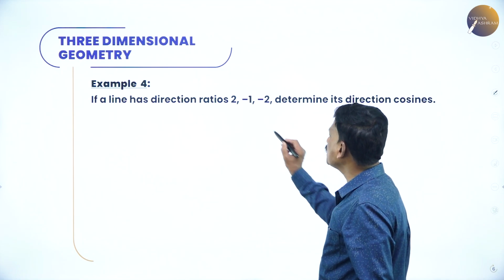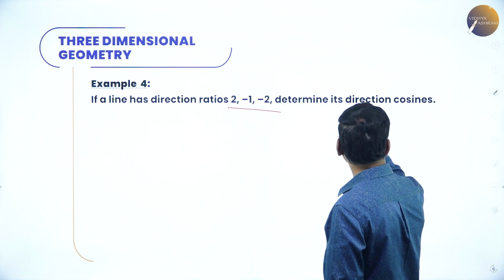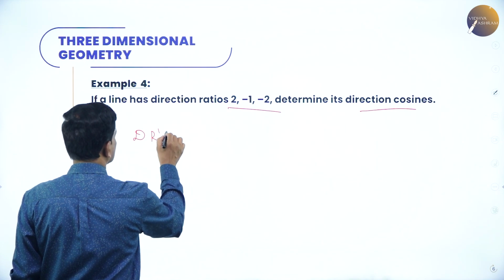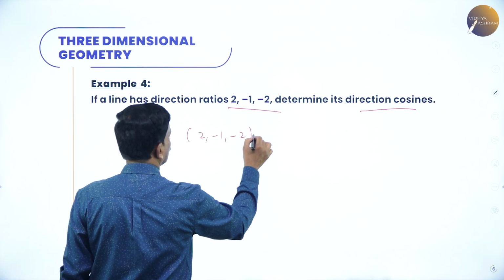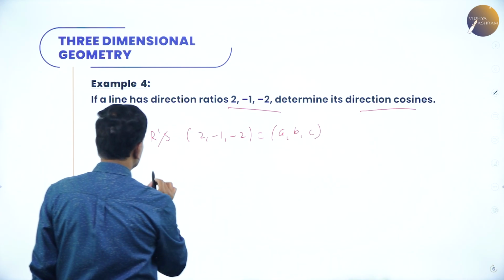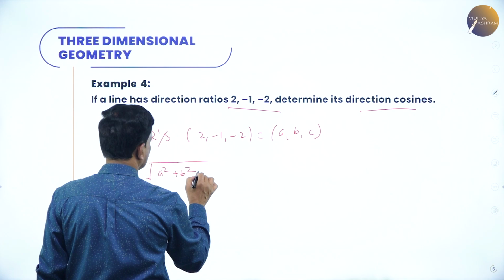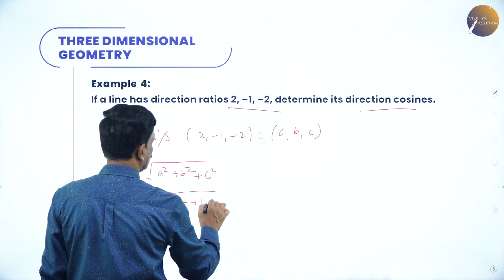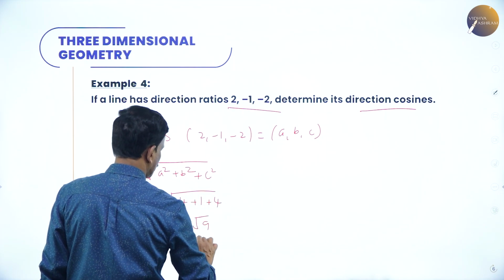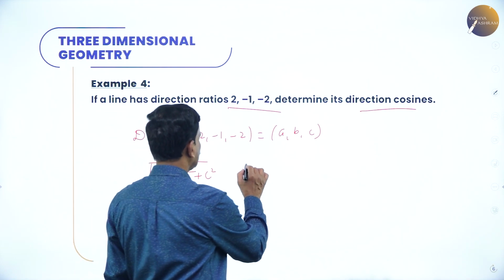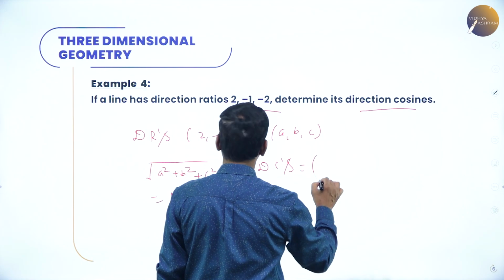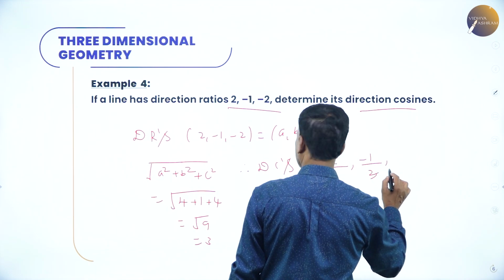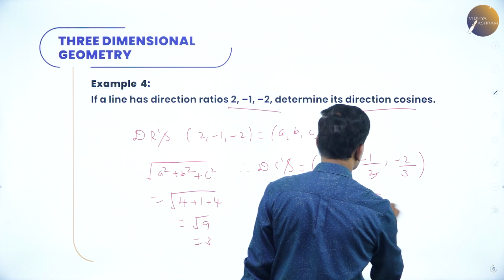If a line has direction ratios given, determine the direction cosines. So, what are the direction ratios given? Here the direction ratios are 2, minus 1, minus 2. This is nothing but a, b, c. Now, just find the root of a square plus b square plus c square. This is equal to the root of 2 square, which is 4, plus 1 square, which is 1, plus minus 2 square, which is 4. This is equal to root 9, and the square root of 9 is equal to 3. Therefore, the direction cosines are 2 divided by 3, minus 1 divided by 3 and minus 2 divided by 3.